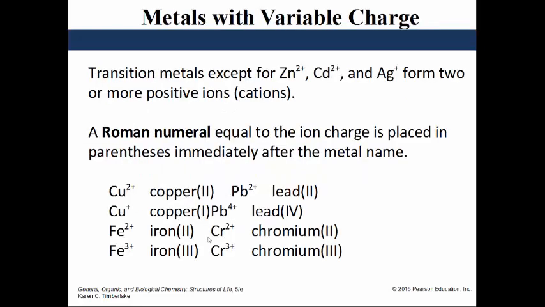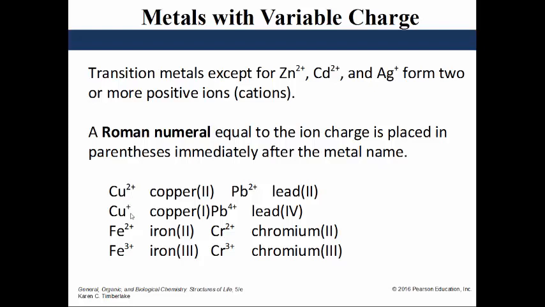Now the transition metals, except for zinc and cadmium and silver, form 2 or more positive ions. So 2 or more cations. To help distinguish between those, use a Roman numeral equal to the ion charge in parentheses just after the metal's name. So for example, copper can either have a charge of +2 or just +1.